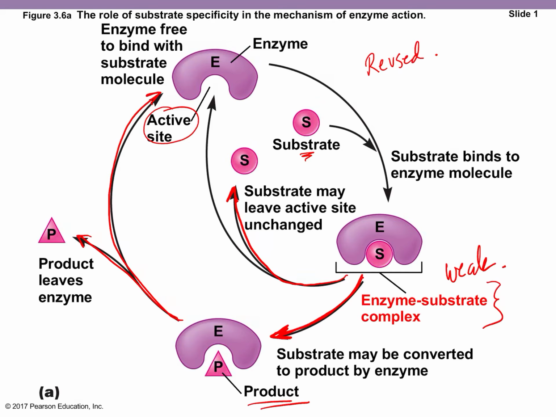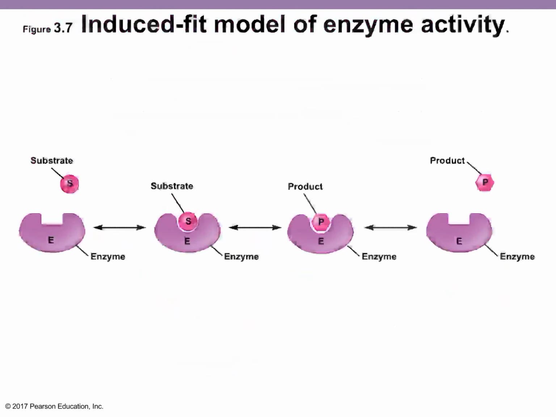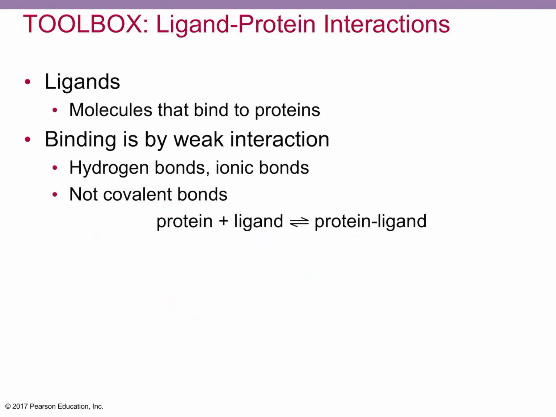So before we move on, let's talk about ligands and affinity. A ligand is any molecule that binds to proteins. So substrates are ligands, and ligand binding is always by weak interaction, which means hydrogen bonds, ionic bonds, anything that's not covalent, because covalent bonds are basically permanent and they're very strong bonds, right?